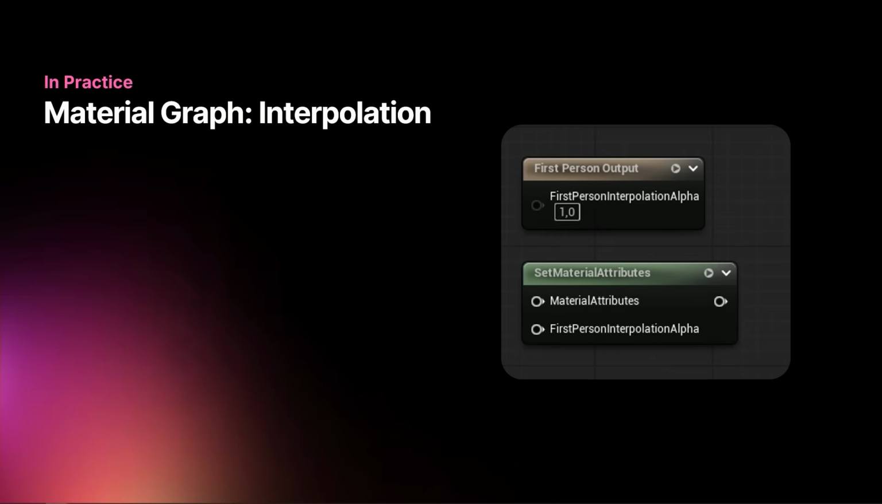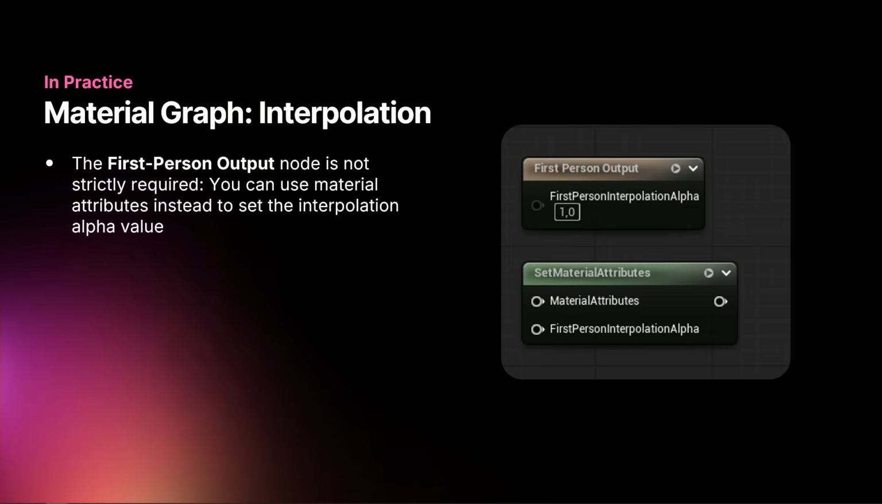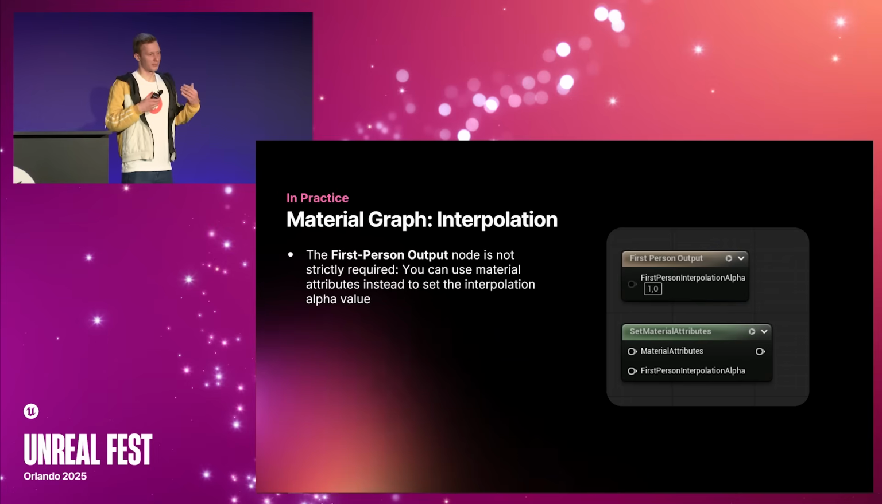All right, next up, interpolation. The first person output node, the custom material output node, is not strictly required to do this. Alternatively, you can use the material attributes workflow and set the interpolation alpha value through that. We had to add this because custom material outputs can only be used in a parent material and not in a material function. Now you can also set this in a material function, and you do not need to change your parent material if you have many different materials, as is the case for us in Fortnite with all the different skins. You just need a single material function that's used by all of them. You can slot this in there, and it takes care of it.